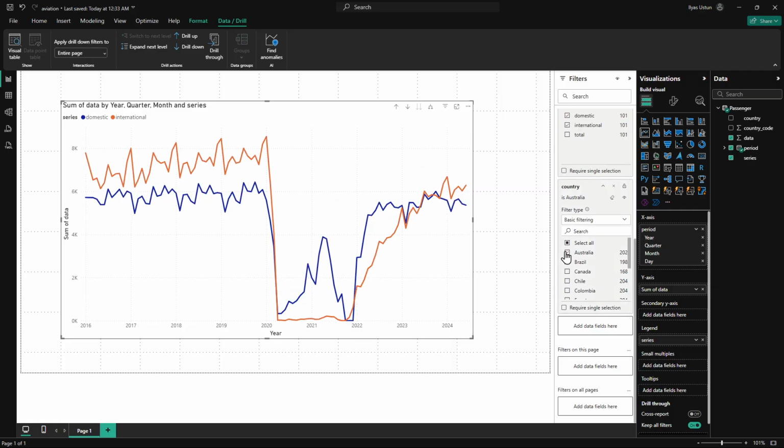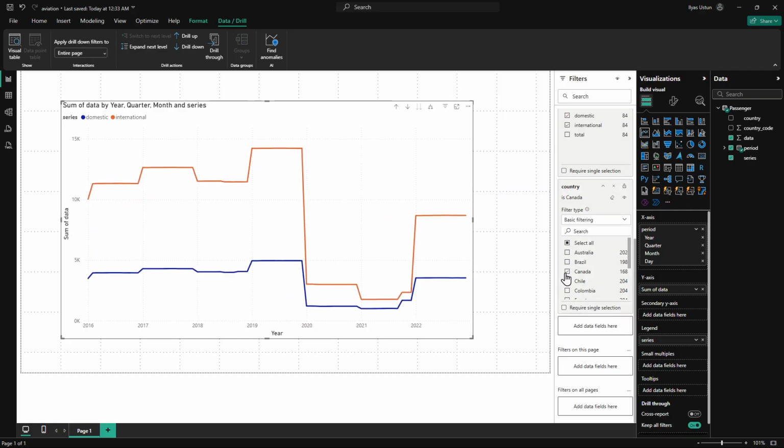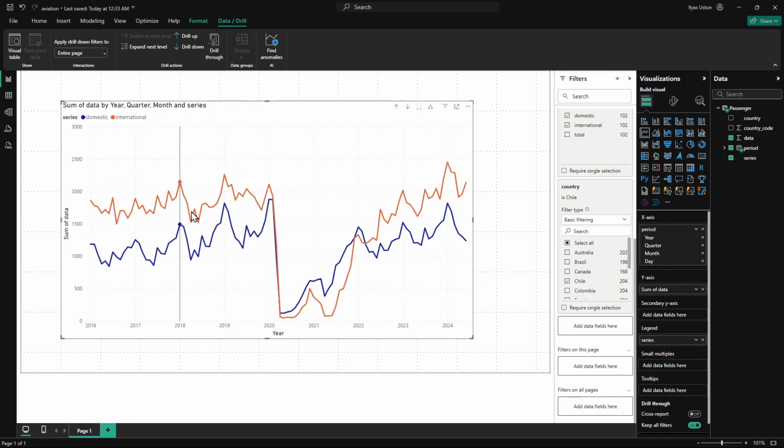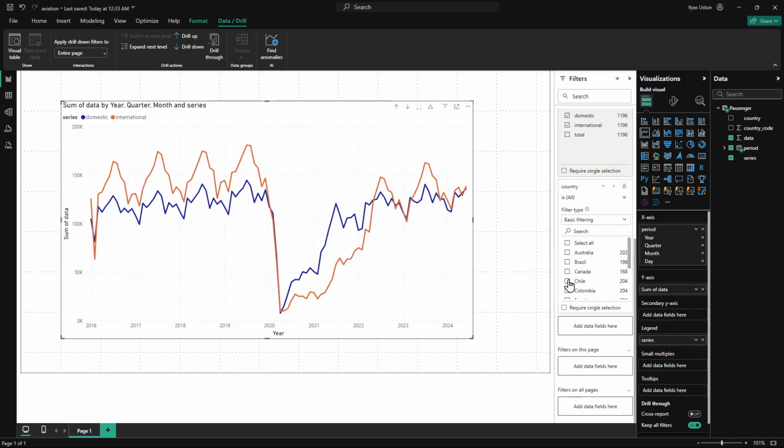Makes sense. Australia, let's check that. So there's both domestic and international flights at a high number there. Canada, I will assume the same kind of thing happening. Yep. Chile, yeah, there is. If you look at the map of Chile, it's a very long country.